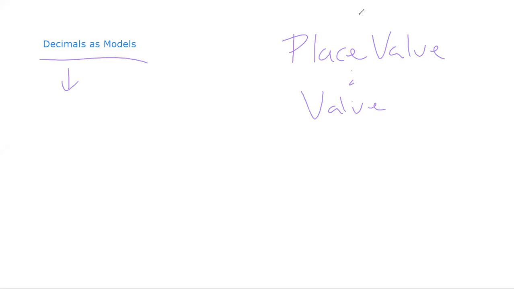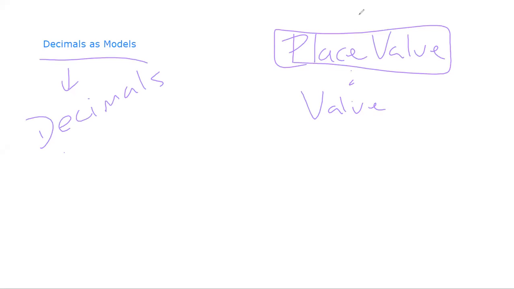Hey everyone, today as we continue along this journey, we're going to move into decimals as models. We've been talking about place value a bunch, our whole idea of place value and how this works with whole numbers. Lately, we started to talk about place value with decimals, like how we read and write decimals. We talked about those place values.